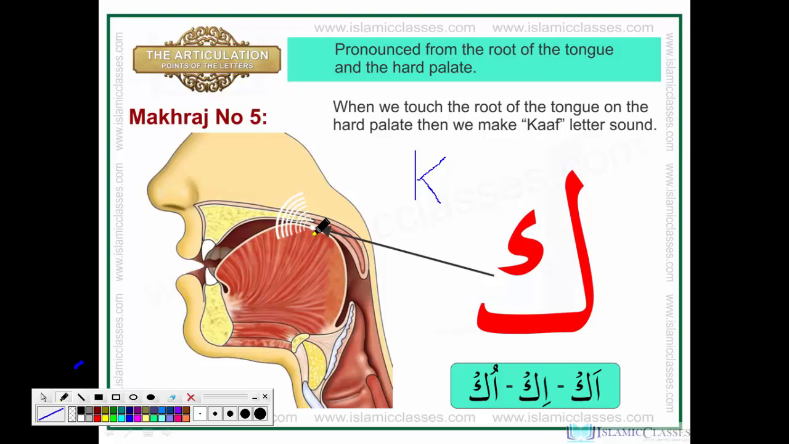Once you touch this root of the tongue on the hard palate, as you are looking here, as you can see the arrow sign is pointing here, so this is the exact place for pronouncing this letter Qaaf. Now we are going to practice this letter, so listen carefully and then try yourself. Qaaf, Qaaf. Make sure the letter sound starts from the K sound, as in English.